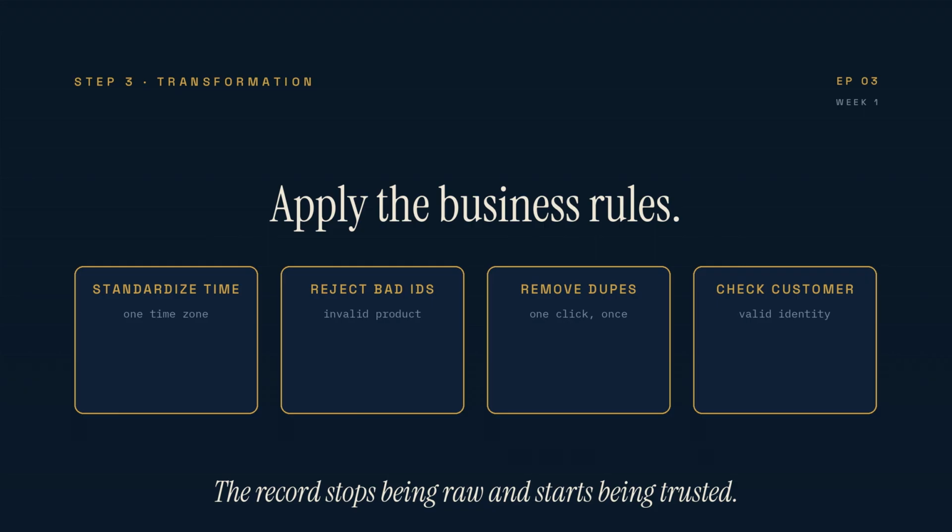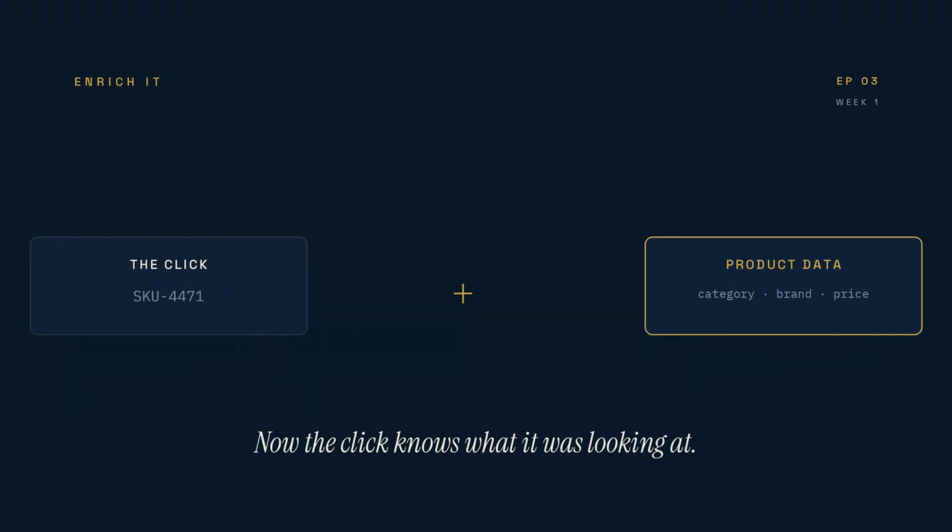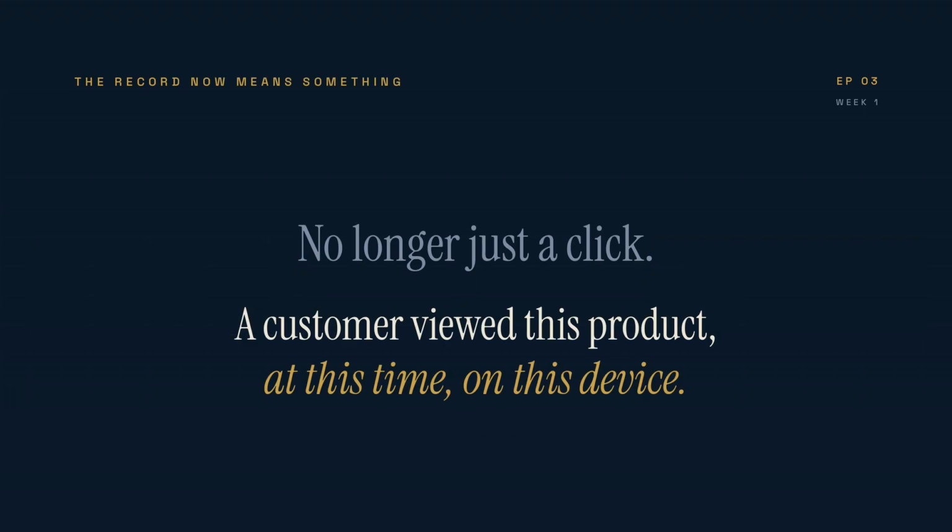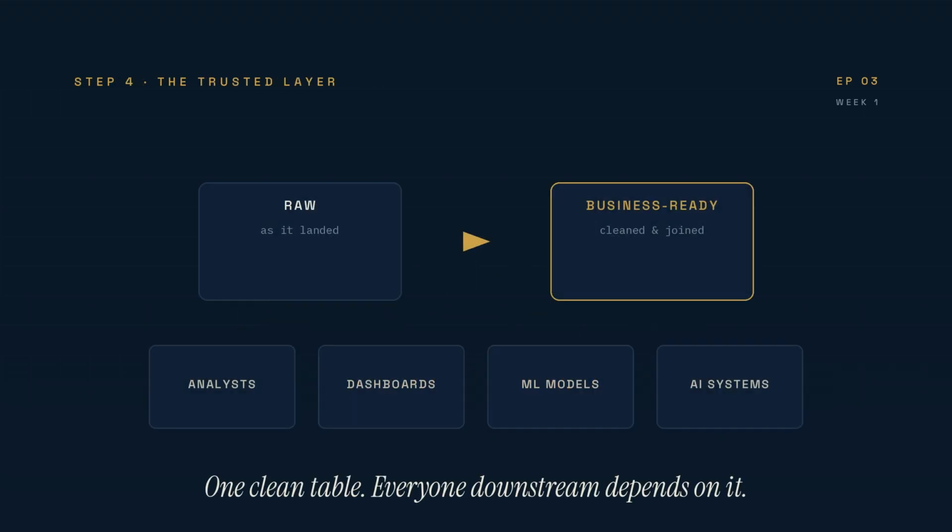The next step is transformation. A data engineer reads the raw event and applies business rules. The timestamp is converted to one standard time zone. Invalid product IDs are rejected. Duplicate clicks are removed. The customer ID is checked. The event may be joined with product information, such as category, brand, price, and inventory status. Now, the record has more meaning. It is no longer just a click, it is a customer viewing a specific product at a specific time through a specific device. The transformed data is then written into a trusted storage layer.